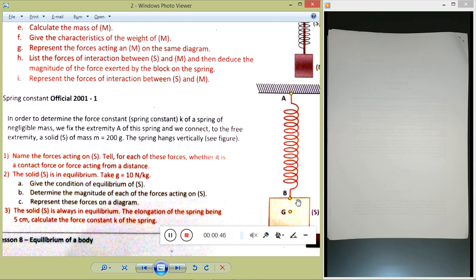To the free extremity, we hang a solid S of mass 200 grams. Of course, we want to convert this mass into kilograms. The spring hangs vertically as seen in the figure.